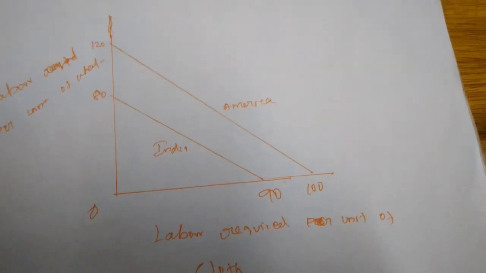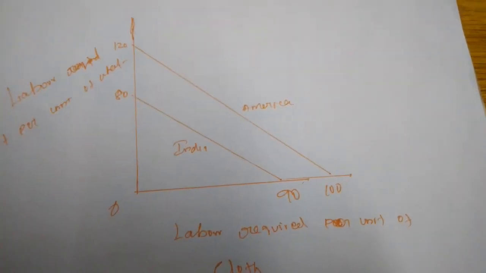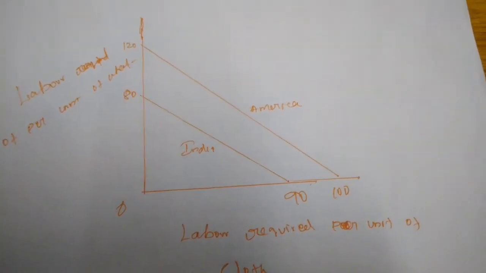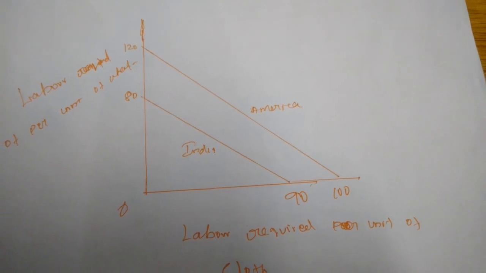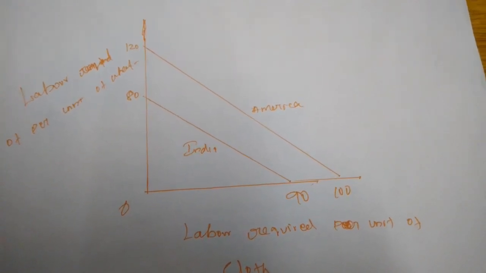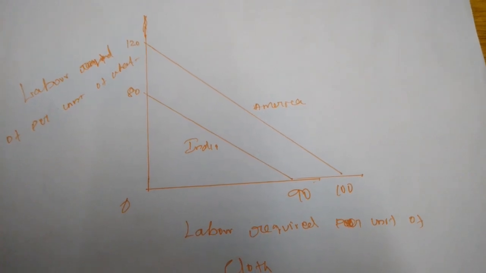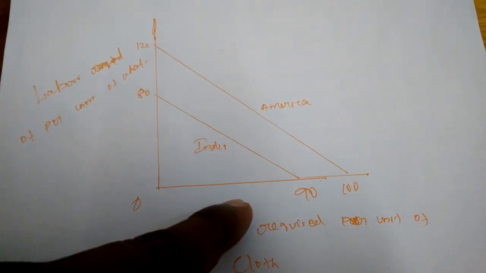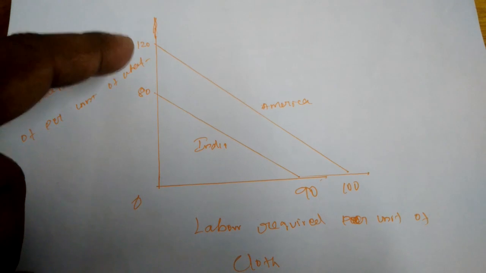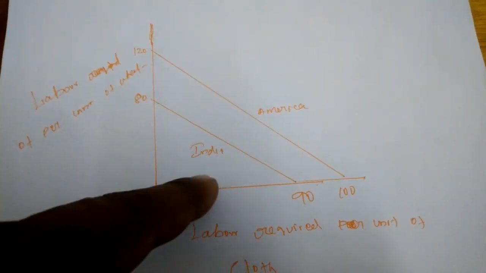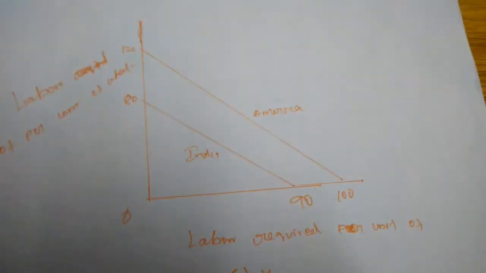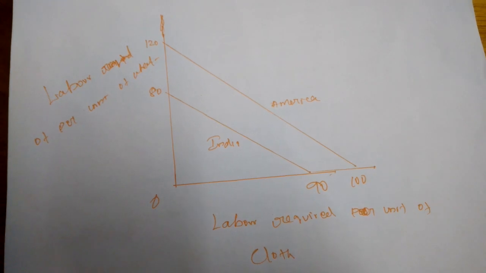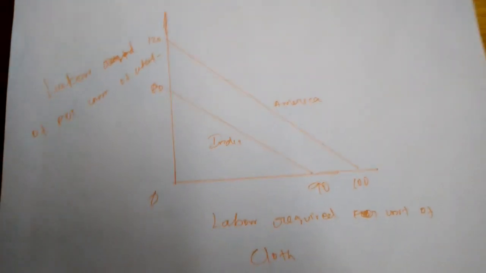Here America requires more labor to produce 1 unit of wheat, but India requires less labor to produce 1 unit of wheat. So India can produce more wheat and export it to America. At the same time, America can produce more cloth and export it to India. So when we compare the cost advantages, if nations feel it is better, they will come to trade.